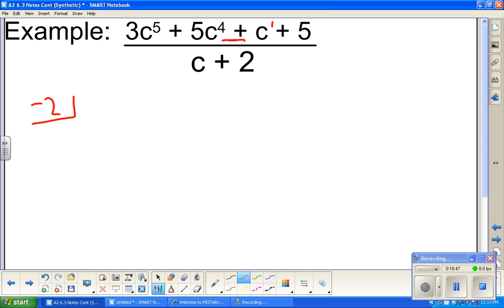And for the c to the second, the ones that are missing in between these two. So I'm going to write a positive 3, c to the fifth, and just count down. Positive 5 for the c to the fourth. There are 0 c to the thirds. There are 0 c squareds. There is now 1 c to the first and a constant of 5. So those zeros must be there with this method. Okay?